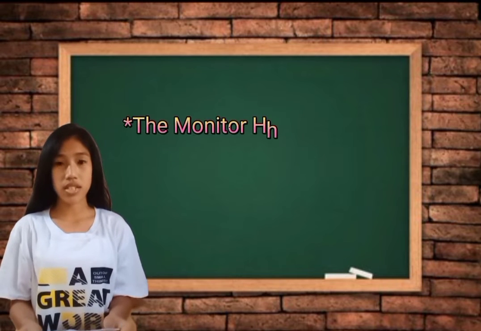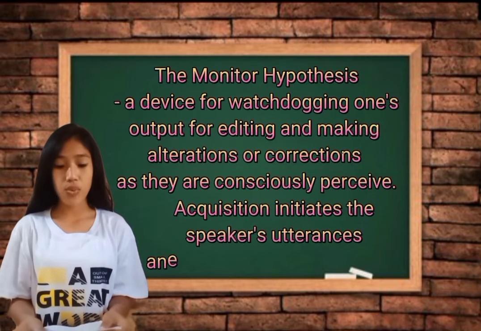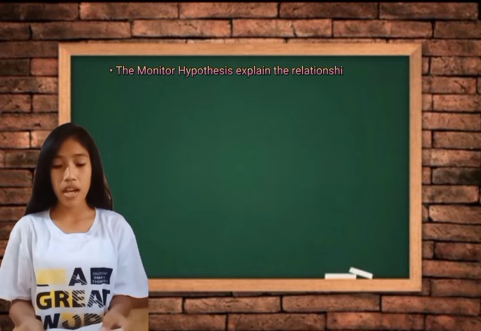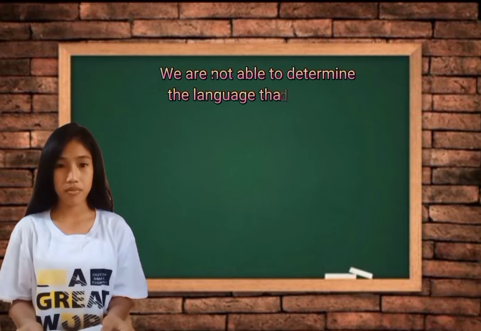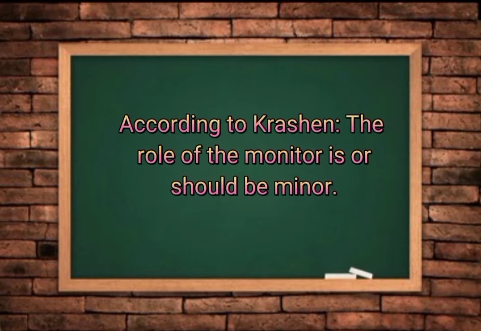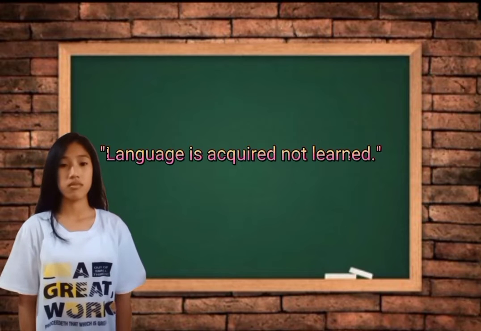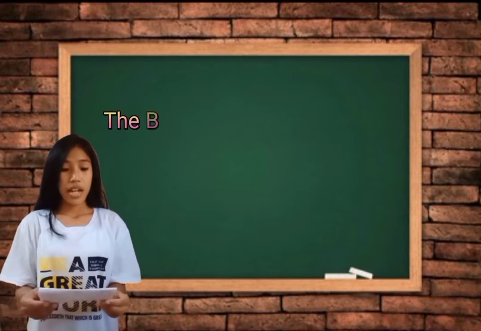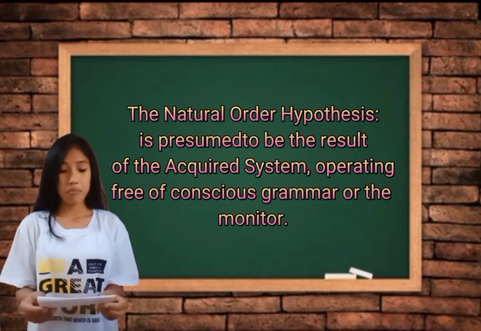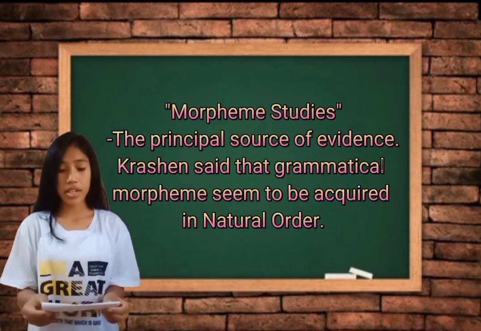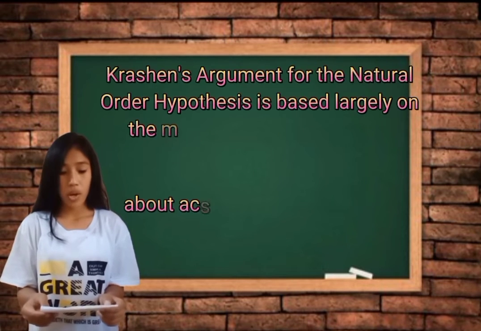The monitor hypothesis maintains that although most language is acquired, the language we have learned, along with grammatical rules, can help the speaker self-monitor this acquired language for accuracy. The natural order hypothesis maintains that grammatical structures, particularly morphemes, are acquired in a predictable order. For instance, we learn she is walking before we learn she walked.